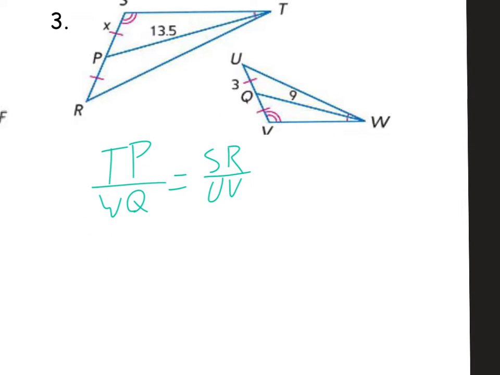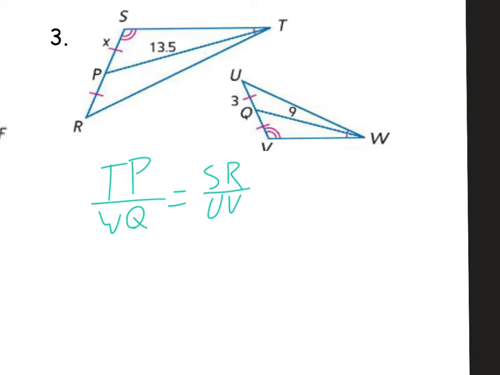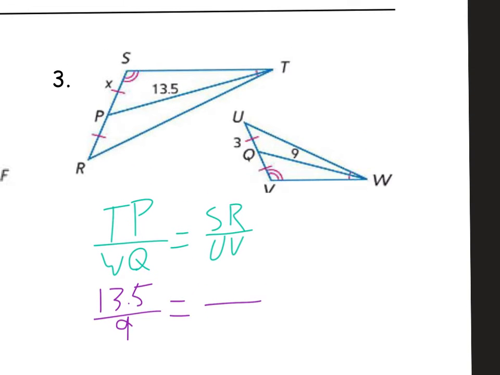Plug in what we know. Let's go with purple this time. We have 13.5 to 9 must be equal to, well, if we look back at our figure, we know that our x is right here on SP. We want SR. Well, if these are congruent, this is x and this is x, so SR is equal to 2x. Meanwhile, over at UV, well, we've got 3, which means this is also 3, which means we've got a 6 down here.